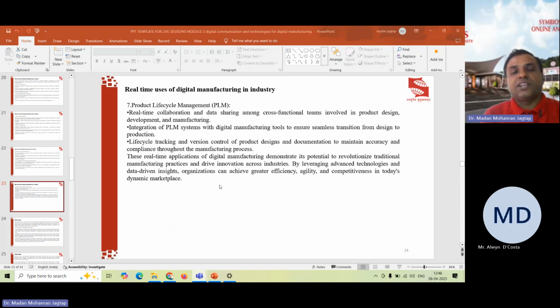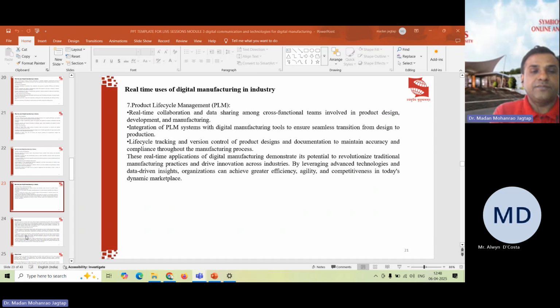So in this way, we can achieve real-time applications of digital manufacturing, which demonstrates its potential to revolutionize traditional manufacturing practices and drive innovation across industries. By leveraging advanced technologies and data-driven insights, organizations can achieve greater efficiency, agility, and competitiveness in today's dynamic marketplace. So we have seen real-time usage of interconnected objects. Then we have seen real-time uses of transparent machineries, and now we have seen the real-time uses of digital manufacturing in industries.